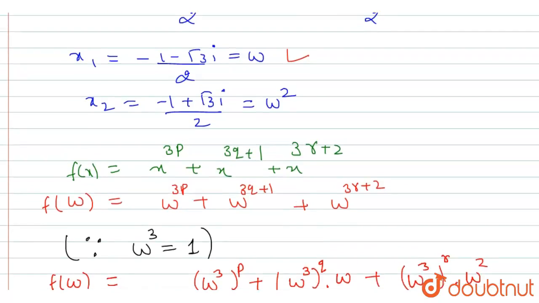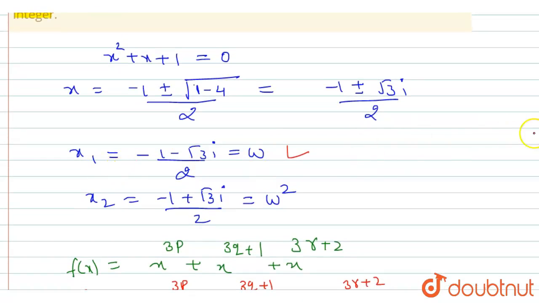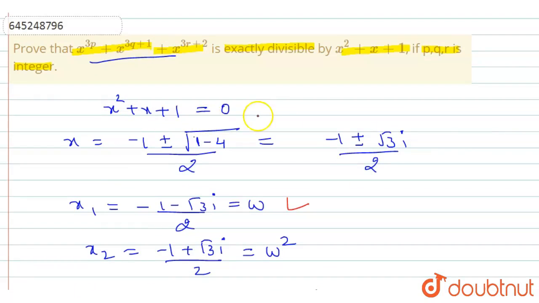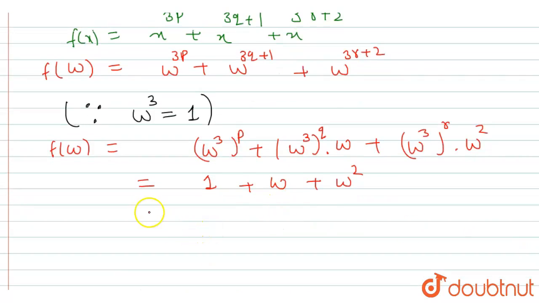From this we can see that since x equals omega is a root of this equation, omega square plus omega plus 1 equals 0. So our value of f of omega is equal to 0. Now the second root is omega square.